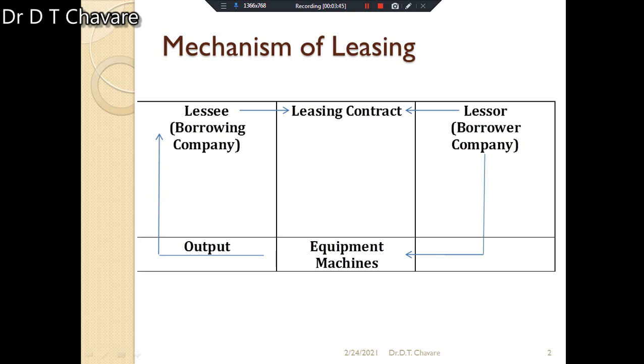In this way, this is the mechanism of leasing, and we have to understand it. With the help of these two parties and such a contract, the equipment is provided to the leasing company, and this is a very essential chart, with the help of which you can also understand the mechanism of leasing.